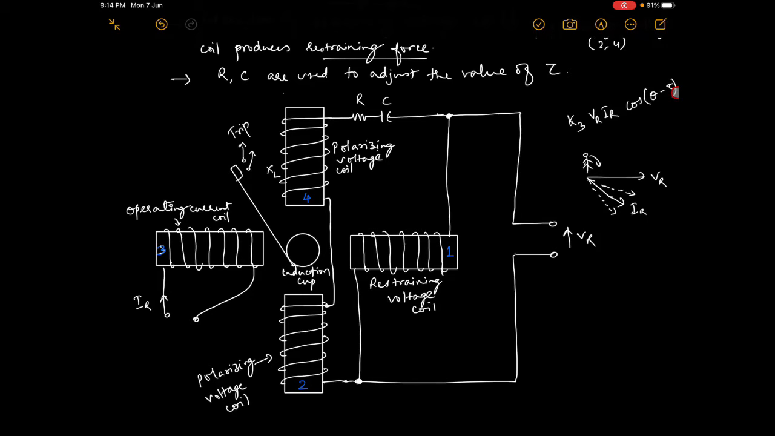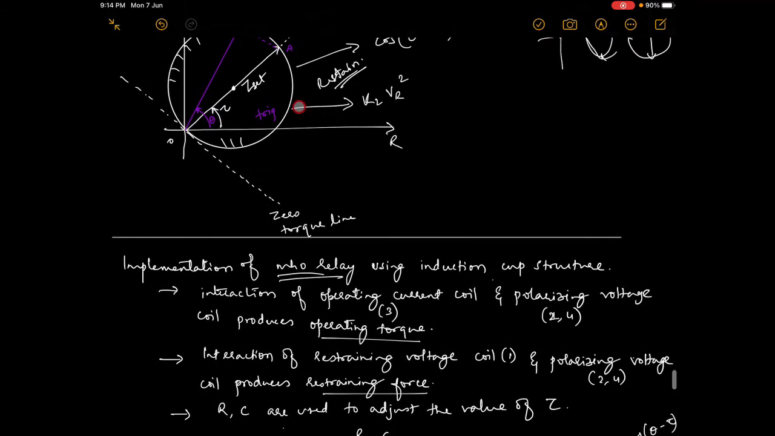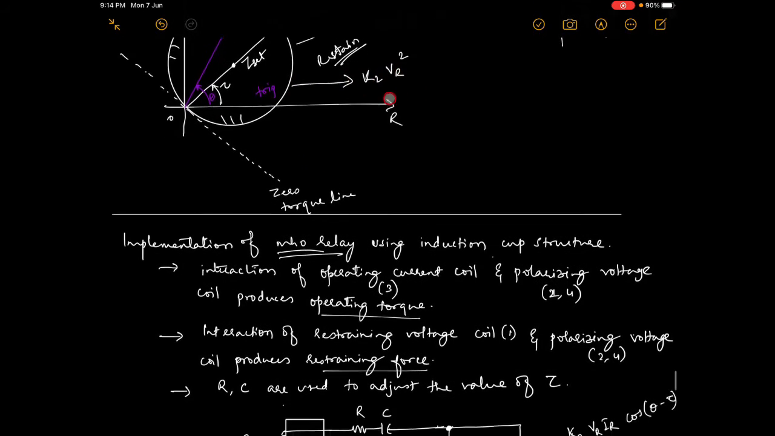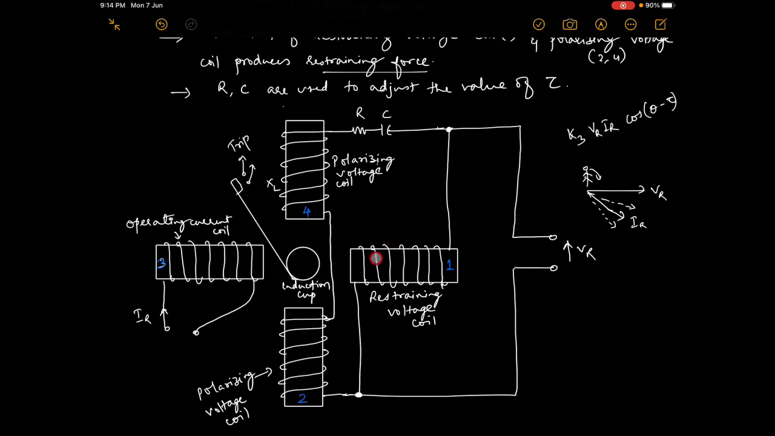This is one thing. I also said that this is also used for the second case. The first case is for operating torque, which is between the polarizing voltage coil and the operating current coil. Now the second force is the restraining force. It is decided by the voltage. This is also a voltage coil, and this is also a voltage coil. Current will come simultaneously, so there is no difference, but a force will be produced only when there is a difference in flux. That is again produced by this.